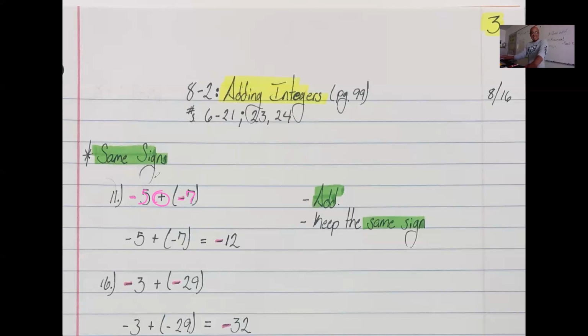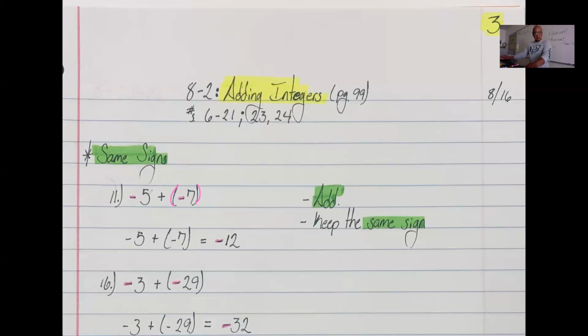Okay, so we're adding -5 and -7. Notice how these two numbers have the same sign. They are both negative. -5 plus -7. And hopefully you realize that the parentheses is just here so that you see the signs clearly; if I didn't have it, it would just say -5 plus -7 without that.